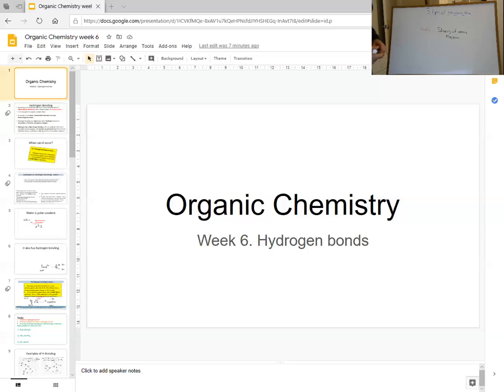So we have covalent bonds, polar and non-polar. Polar meaning a negatively charged end and a positively charged end. Non-polar means even distribution of the electrons.